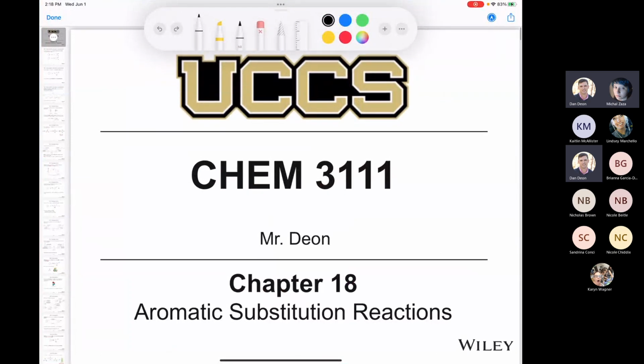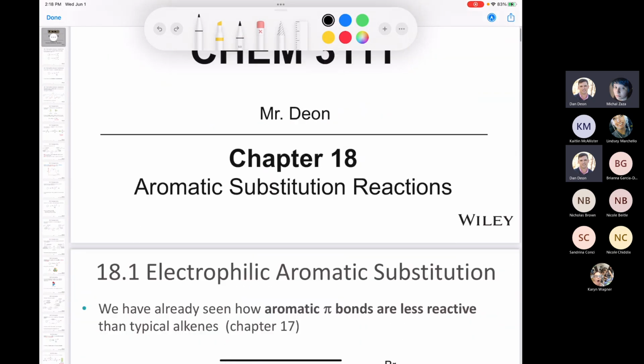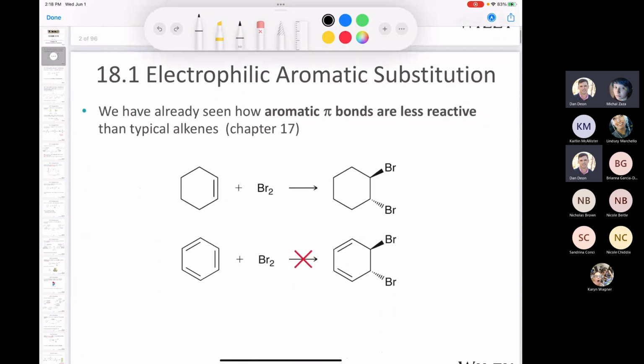Okay, Organic Chemistry 2, Chemistry 3111. This is Chapter 18. It deals with aromatic substitution reactions. And the first type of substitution reaction we're going to cover in this chapter is called an electrophilic aromatic substitution reaction. It's exactly what it sounds like.